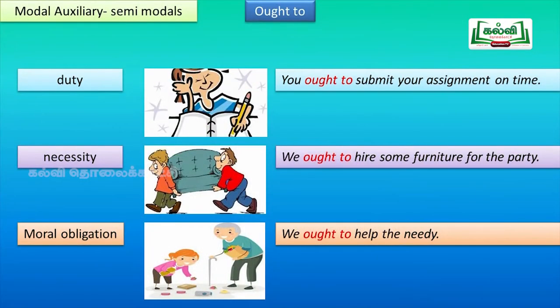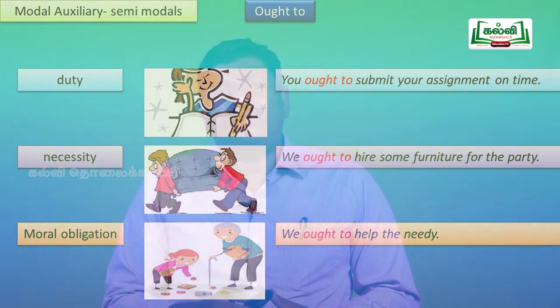Right, look at the picture. Look at the first sentence. You ought to submit your assignment on time. Here, ought to is used to show a formal duty. Right. Coming to the next one, ought to is used to show a necessity. We have to hire some furniture for the party. Right, that is a necessity here. And for moral obligation, look at the picture. We have to help the needy. Right, going to the next one.